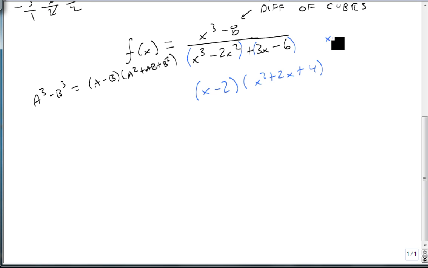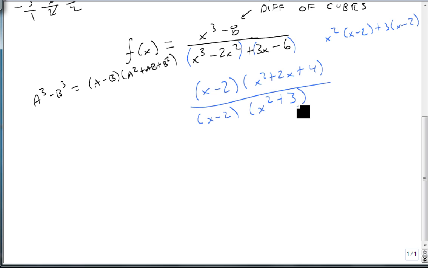We can pull an x squared out of the first two terms. That leaves an x minus 2. And we can pull a 3 out of the second two terms, which also leaves an x minus 2. So this factors to have an x minus 2 and an x squared plus 3. Notice that the x minus 2's divide out.